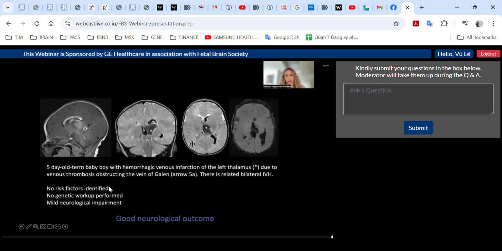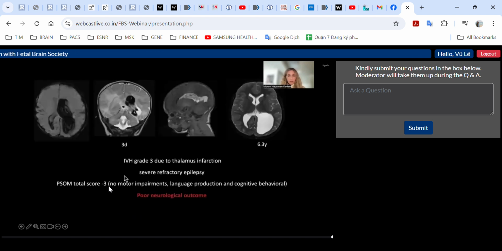And this is a term-old baby boy with hemorrhagic venous infarction of the left thalamus here due to venous thrombosis obstructing the vein of Galen here with related bilateral IVH. There were no risk factors identified. He did not undergo genetic testing, and he has some mild neurological impairment, but he has mainly mild language and cognitive delay, and he got a good neurological outcome.